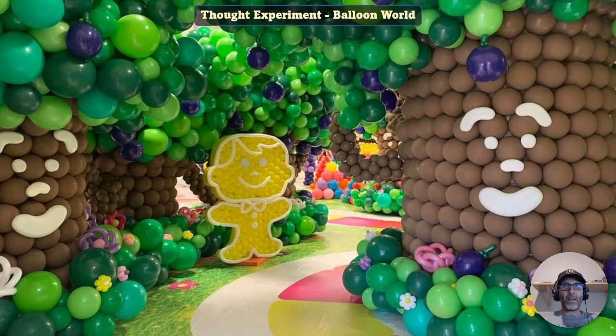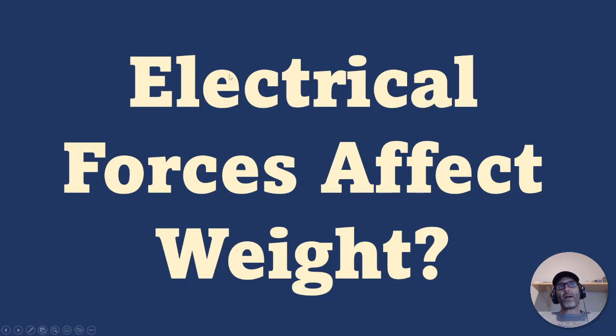If you haven't thought about it, where's gravity then? If we lived in a world of helium-filled objects, where would gravity be? Is it an intrinsic down force now? Or is it more about density and buoyancy? Okay, well, that's certainly a factor. So here now we have another factor coming in, right? Do electrical forces affect weight?